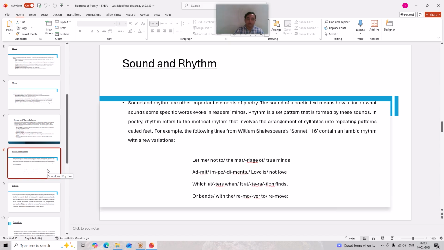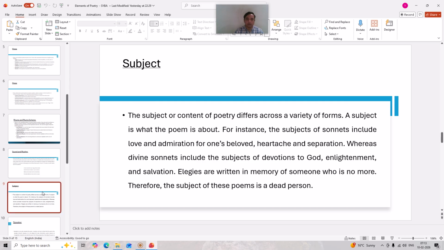Similarly, we find sound and rhythm. Sound is something that evokes specific words in a reader's mind. Sound and rhythm indicate what could be the mood and tone of the poem. Similarly, sound and rhythm also indicate what could be the subject.